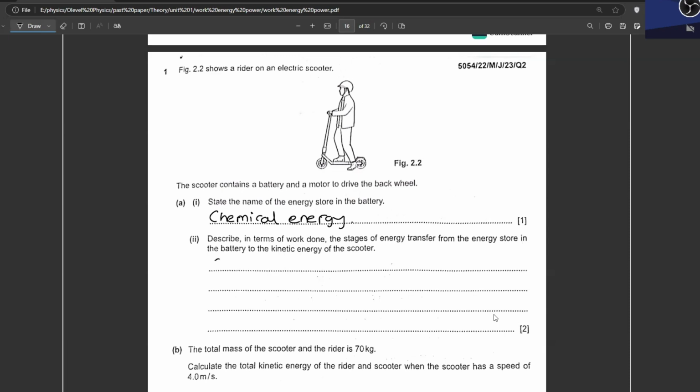So basically, what is happening? Chemical energy, first of all, gets converted into what? Electrical energy. And then electrical energy gets converted into mechanical energy, or kinetic energy. Yeah, let's further move ahead.